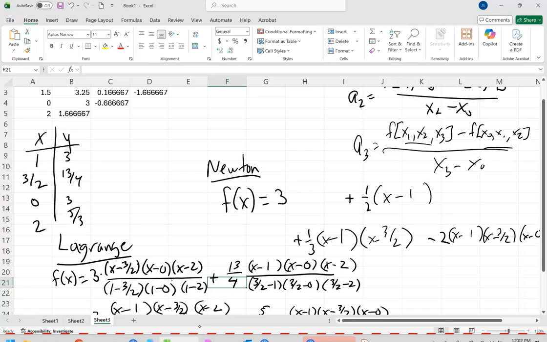Do you think you can tell me what the coefficients are for the polynomial that passes through those 3 points? I bet I can. I bet it's the top row. I can now find the quadratic through those 3 points without doing any extra work. Those coefficients are the correct divided differences for the quadratic that goes through 1.5, 3.25, 0, 3, and 2, 5/3. Okay.